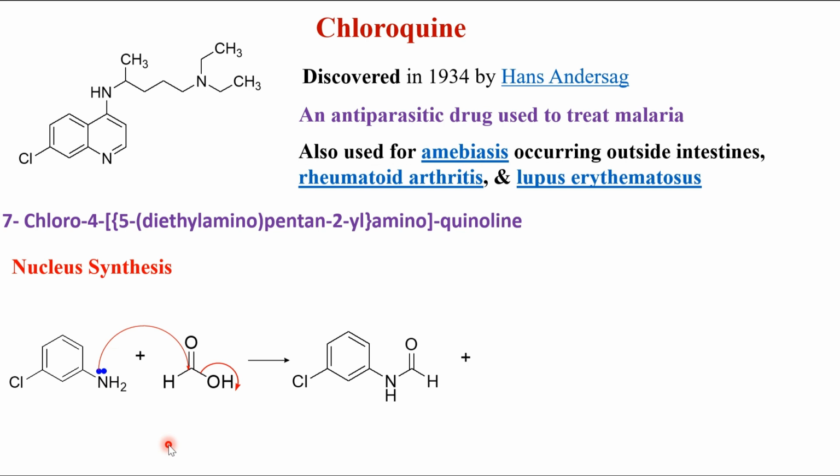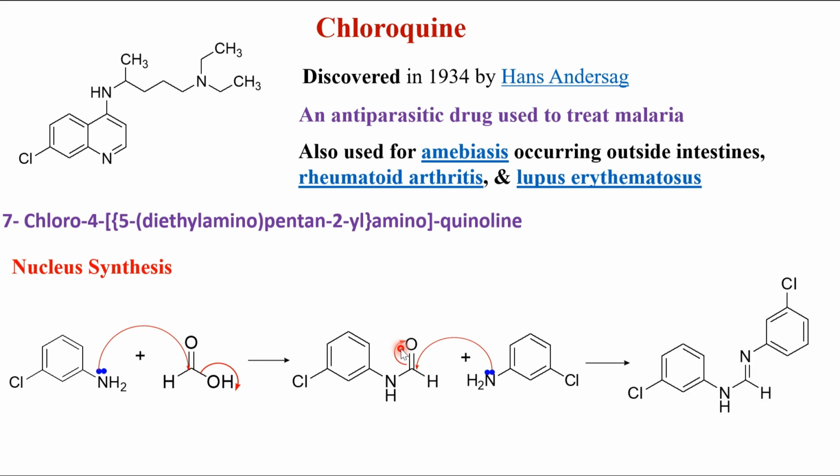This formamide which is formed, I will treat with another molecule of metachloroaniline, as this is the electron deficient center. The amino group nitrogen has a lone pair of electrons. It attacks the carbonyl carbon, and pi electrons move onto the oxygen, and it gets converted into OH, and the H and OH get removed to form an imine derivative.